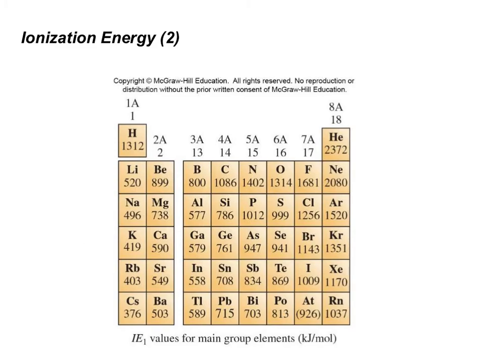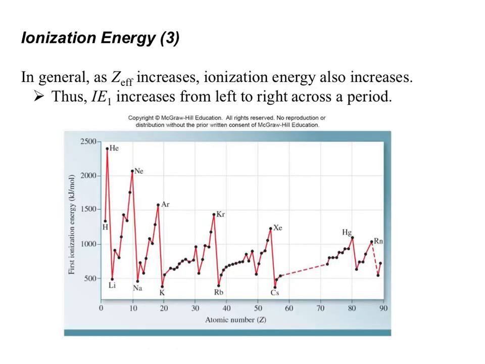Here is a summary of the first ionization energies for the main group elements. Just take a moment to look at the values. In general, as the Z_eff increases, ionization energy also increases. Thus, the first ionization energy increases from left to right across a period. You would expect group 1 to be the lowest and group 8 to be the highest. And that is what we see.